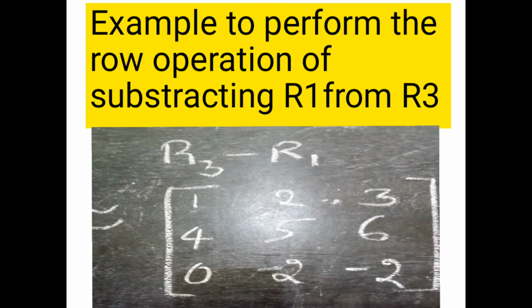So the first row is written as it is, 1, 2, 3. The second row is also written as it is, 4, 5, 6, but R3 is changing. From R3 we are subtracting the corresponding elements of R1. So 1 minus 1 becomes 0, 0 minus 2 becomes minus 2, and 1 minus 3 becomes minus 2. So the third row will be 0, minus 2, minus 2.